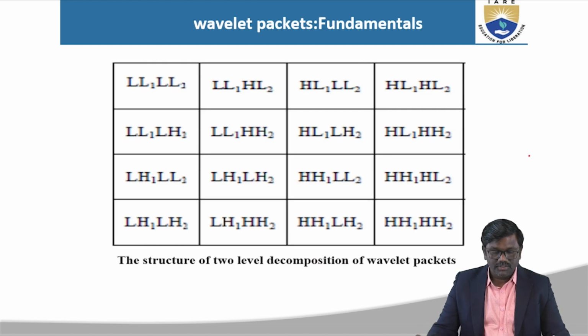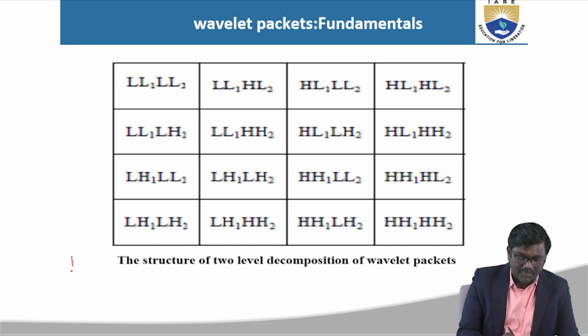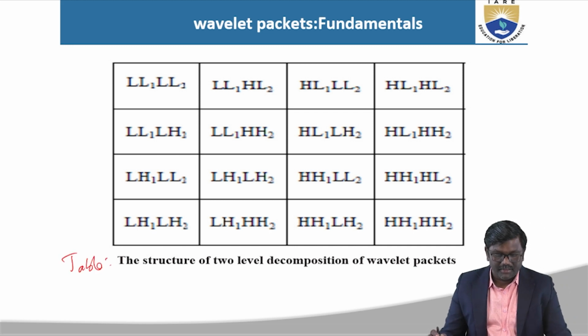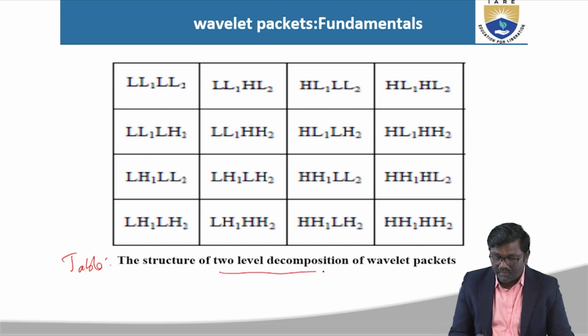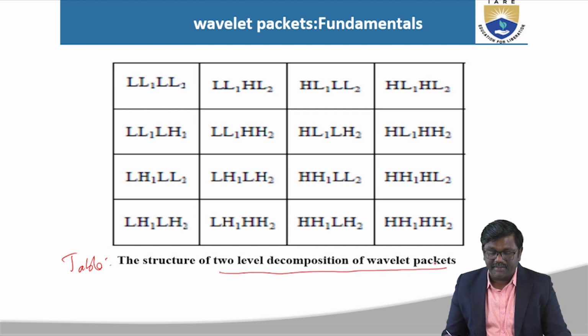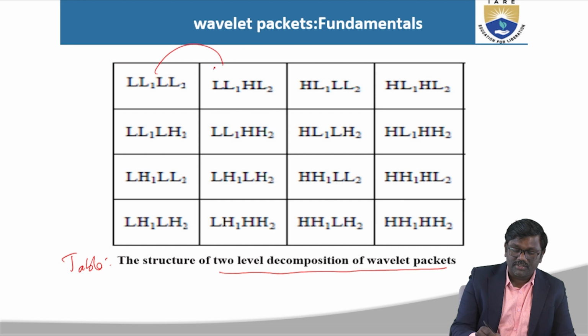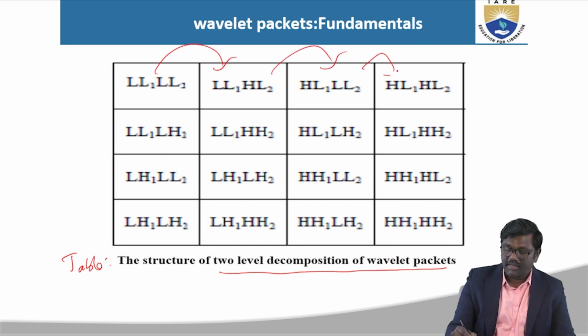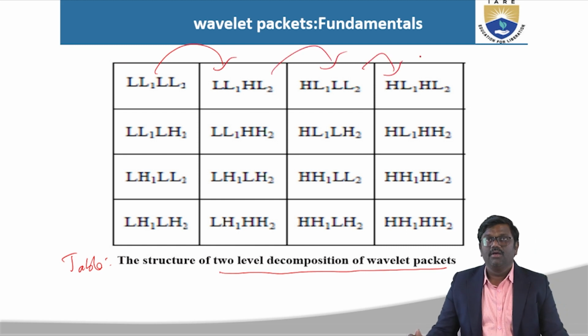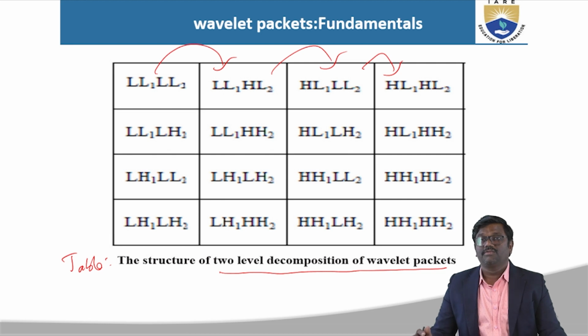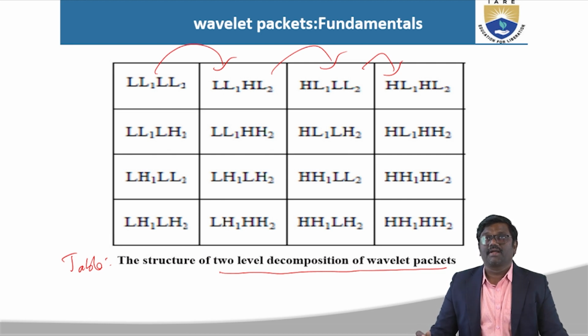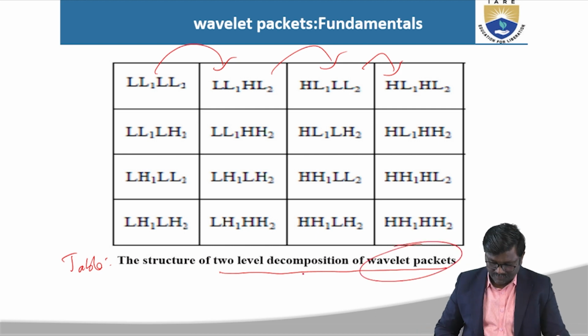So how we can understand this table here is, we compare the structure of the two-level decomposition of wavelet packets, one to the other. That is, we are comparing high pass to low pass to high pass, the values of decompositions which we compare to calculate the wavelet packet values.